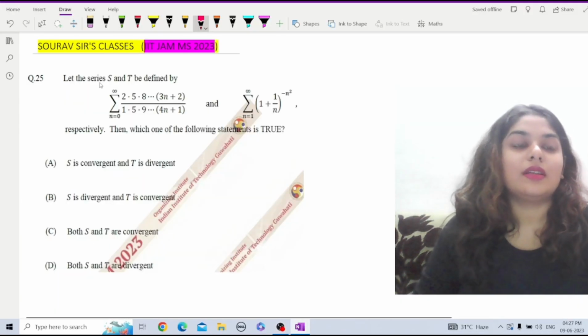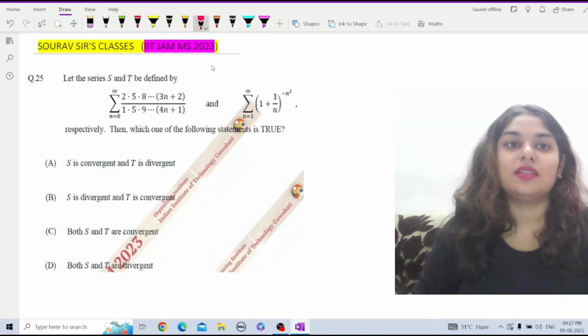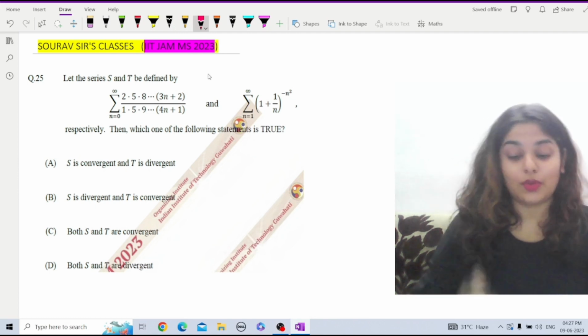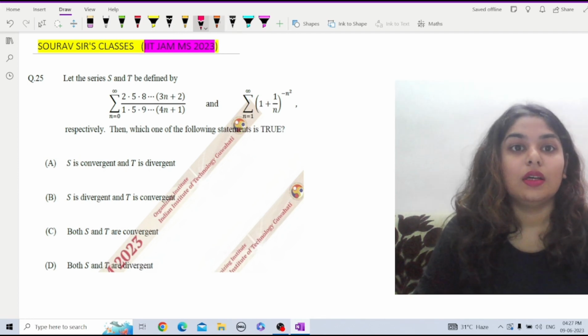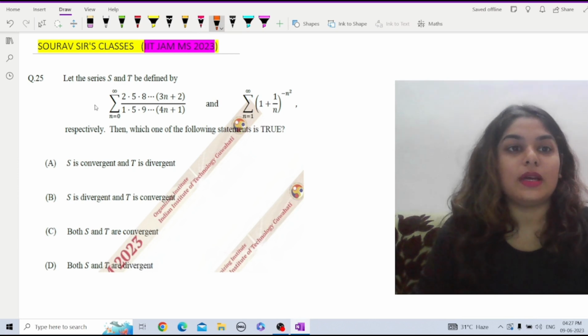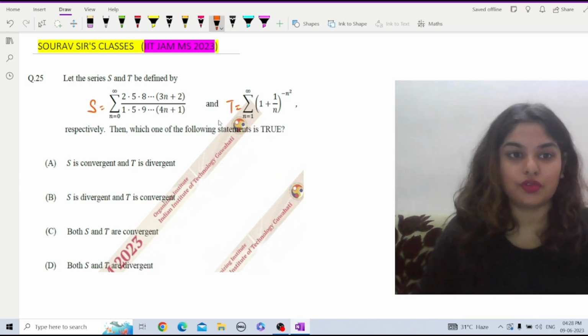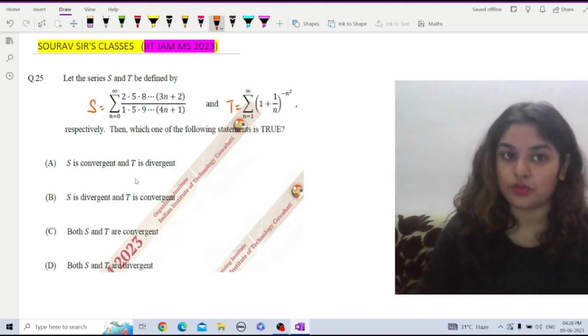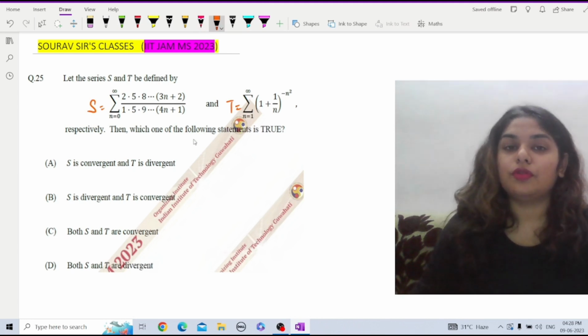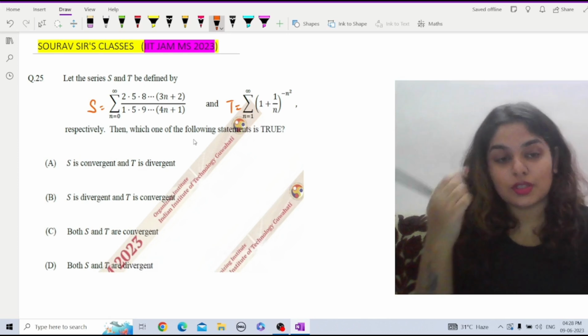Hey there, so now let us solve the next question from the IIT JAM MS 2023. The question in front of you is: given that S and T are defined by, so this is S and this is T, we have to check the convergence and divergence, and accordingly state which is true.